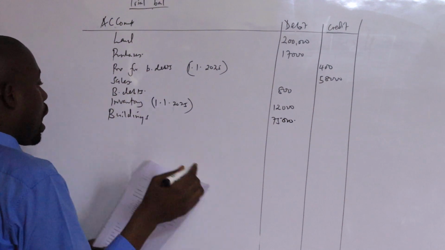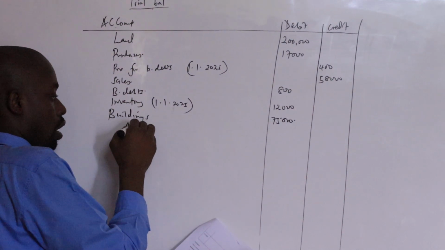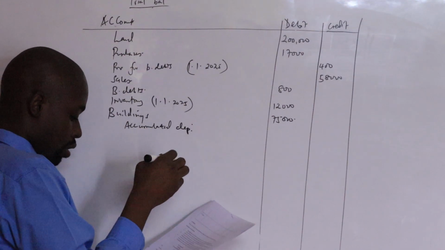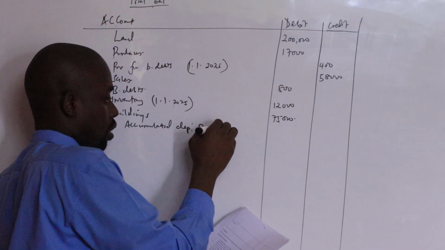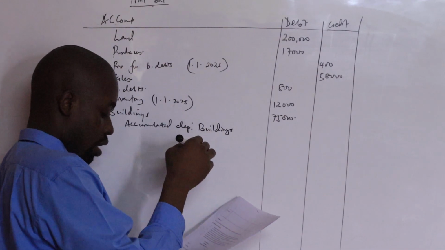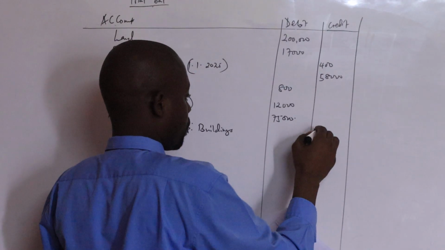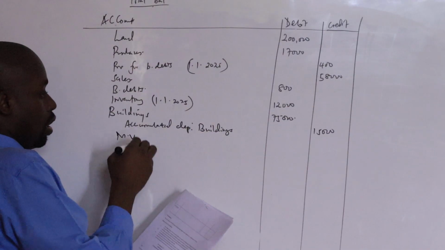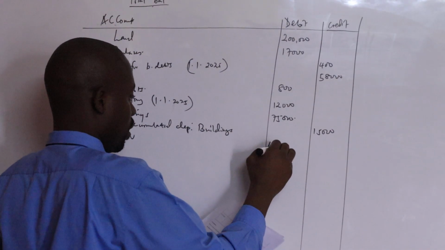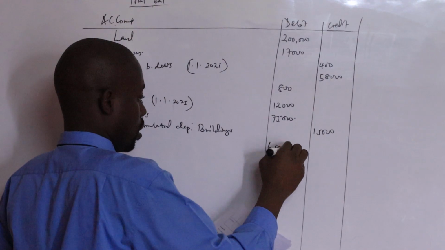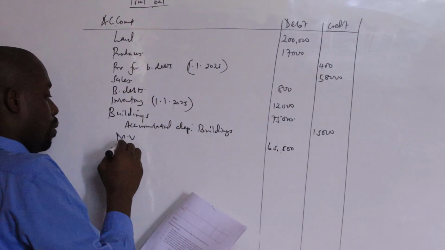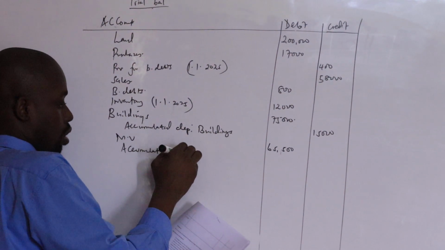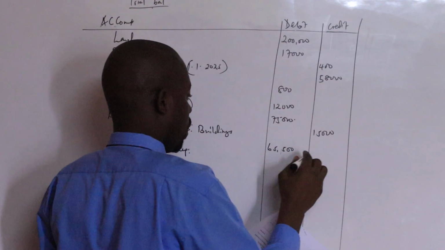And then you have what you call accumulated depreciation. Accumulated depreciation for buildings as 15,000. And then the next asset is motor vehicle, that's MV. The balance at end of the period is 65,500. Accumulated depreciation on it is 10,400.